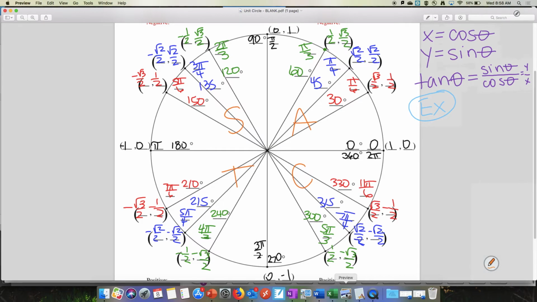So if I give you, theta is 5 pi over 6. Let's talk about what all the trig functions would be at 5 pi over 6. So if I ask you for sine, cosine, and tangent.